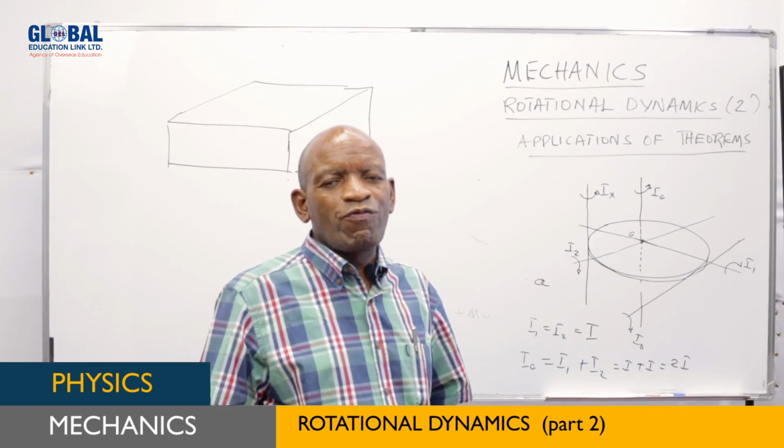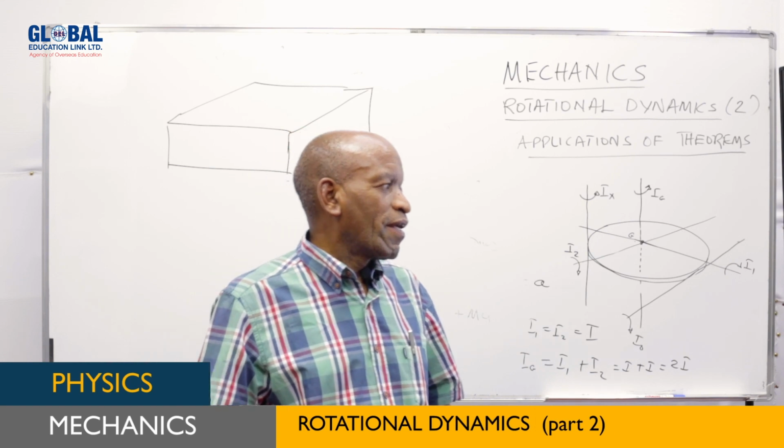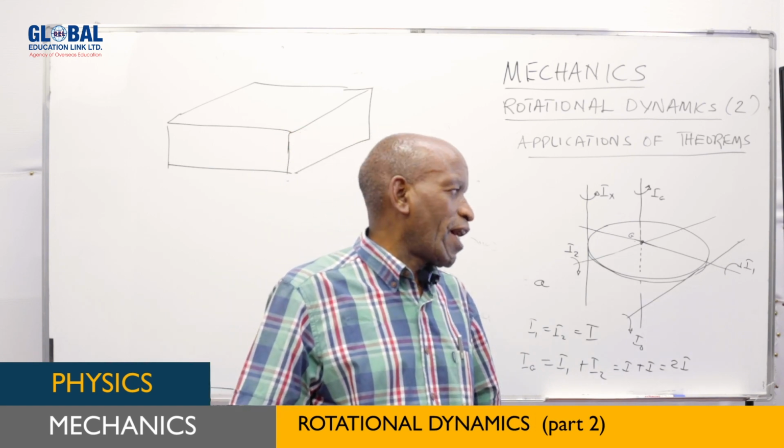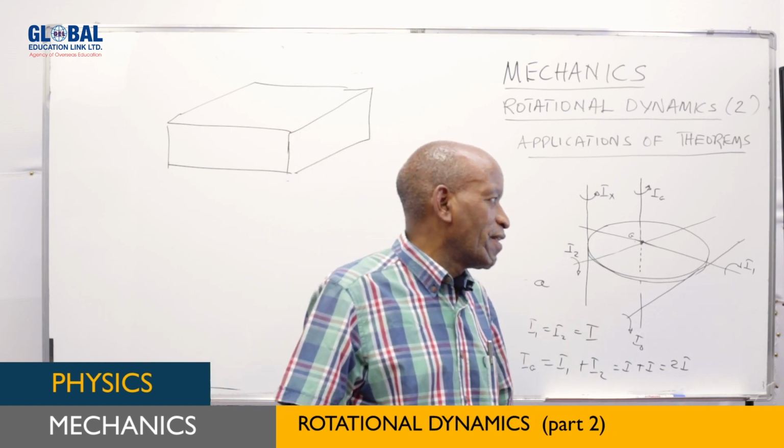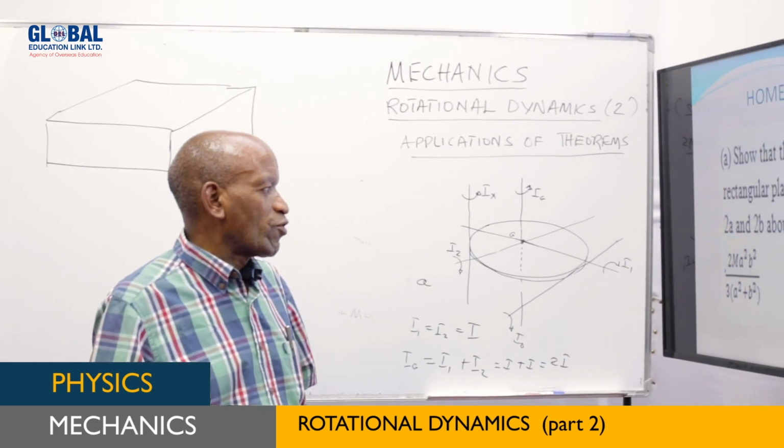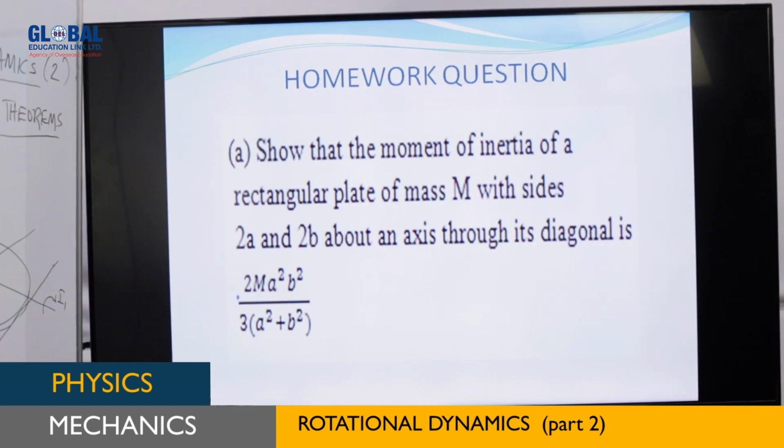Okay, students, let's go for the homework. This is the question for your homework. There are two parts, A and B. A goes like this. Show that the moment of inertia of a rectangular plate of mass m with sides 2a and 2b about an axis through its diagonal is 2ma squared b squared divided by 3 into a squared plus b squared. This is A.